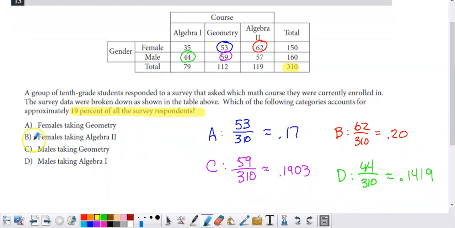Double check, make sure that that final one doesn't get you even closer to 19%. So males taking Algebra 1, we find that entry, 44 divided by the total number. That'll be 14.19%. So our correct answer is option C.